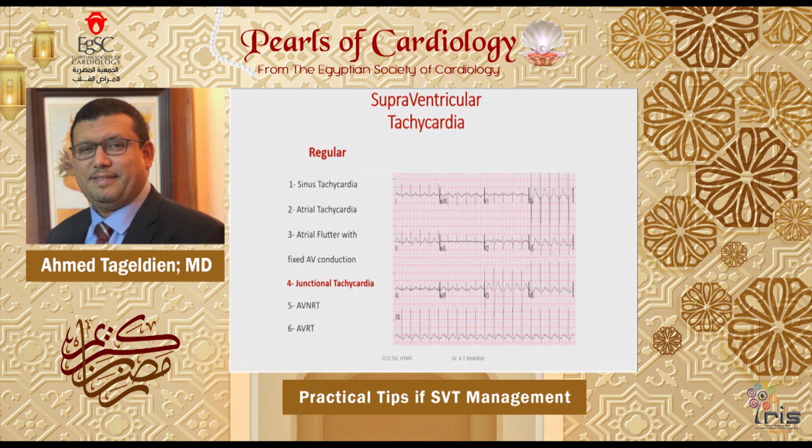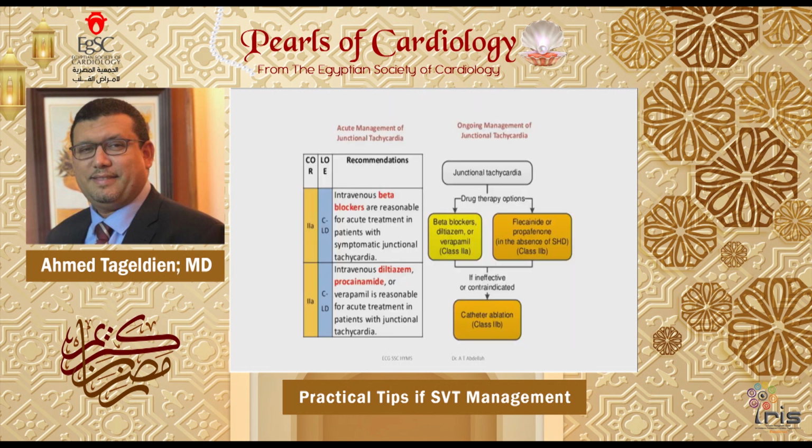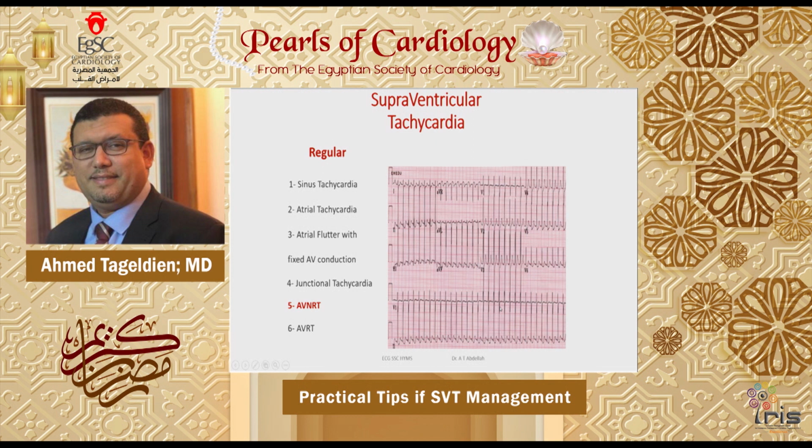In junctional tachycardia, medical treatment includes beta blockers and calcium channel blockers, and in some selected cases of incessant junctional tachycardia, catheter ablation is class 2B.